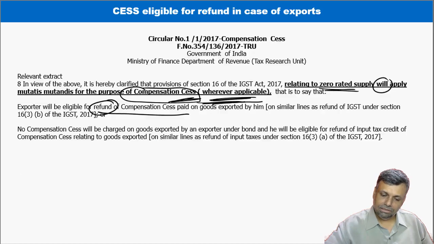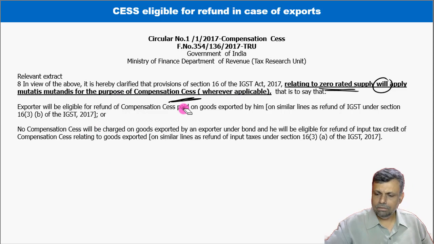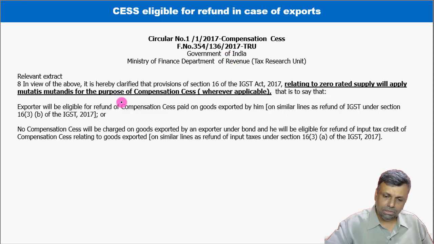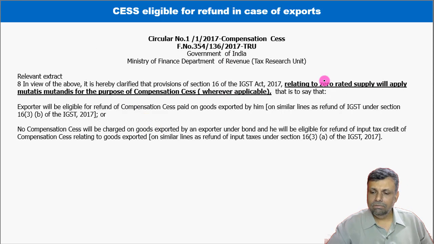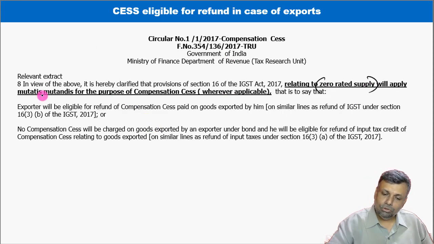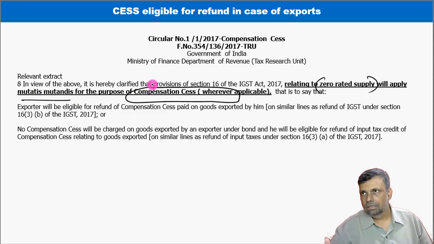Secondly, friends, this one notification I want to bring to your notice is that whatever the benefit which is available with respect to the GST, with respect to the zero rated supply, will also apply mutatis mutandis for the compensation cess also. If you just remember, at the time of import under customs, in certain situations there is also GST compensation cess. So basically this notification is just trying to tell you that whatever is applicable to the GST is the same thing applicable to the GST compensation cess.